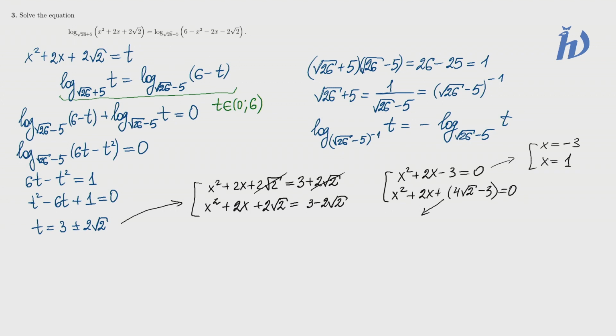We can find the discriminant of this equation, and in fact it's easier to get 1/4 of the discriminant because this coefficient is even. And 1/4 of the discriminant is 1 minus 4 roots of 2 minus 3. That is 4 minus 4 roots of 2. And we can see that it is negative, and so the second equation yields no solutions. Hence, the answer to our problem is minus 3 and 1. So there are 2 roots of the equation.